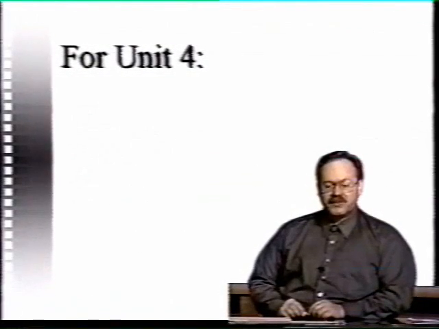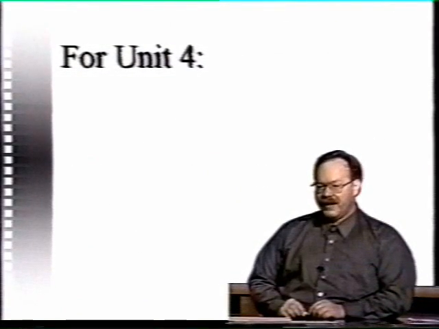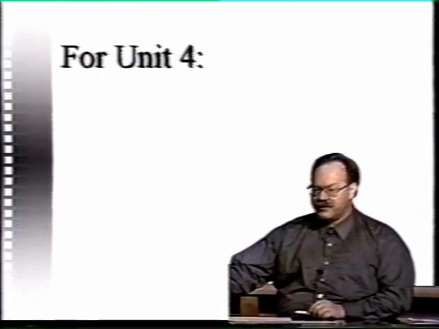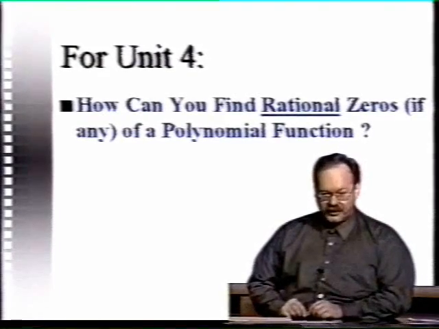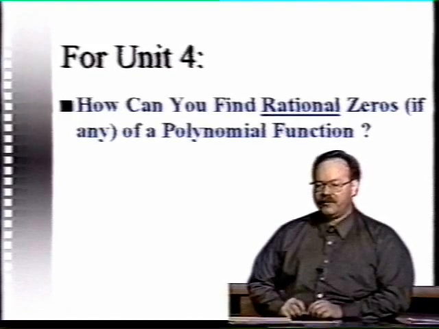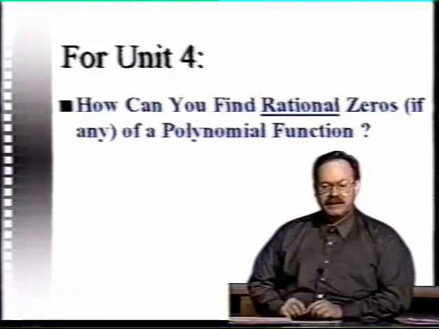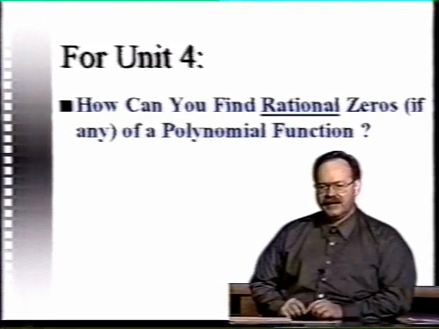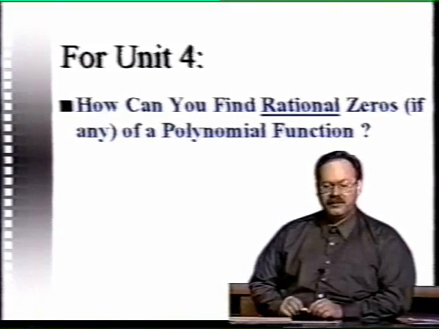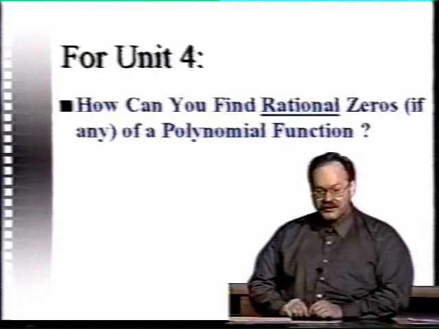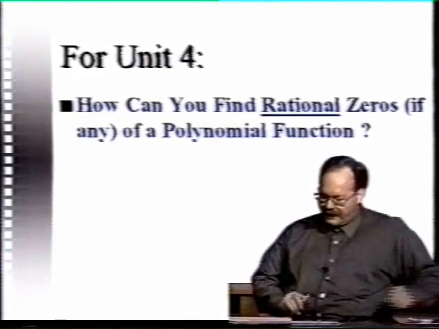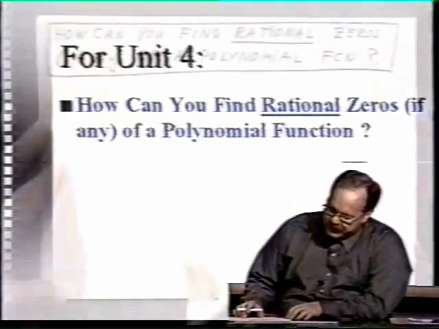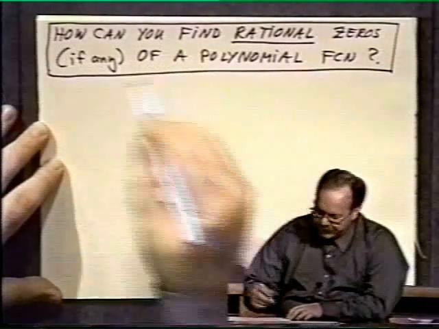Now, this segment is one, as you see, for Unit 4, and it has to do with finding certain kinds of zeros of a polynomial. How can you find rational zeros, if any, of a polynomial function? The reason it wasn't in Unit 4 proper is because it's a really specialized technique that's not very useful in general, although it's nice and mathematically interesting, so I thought I'd put it in here so that you'll see how it works. All right, how do you find the rational zeros, if any, of a polynomial function?